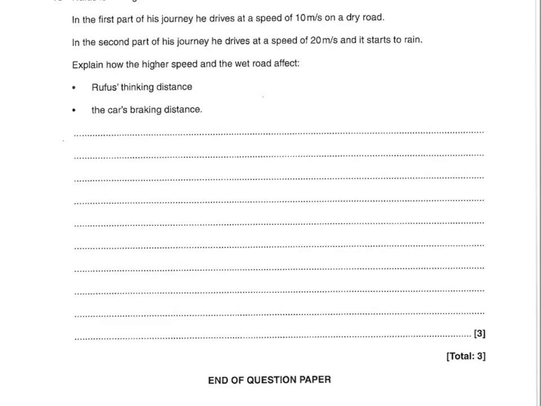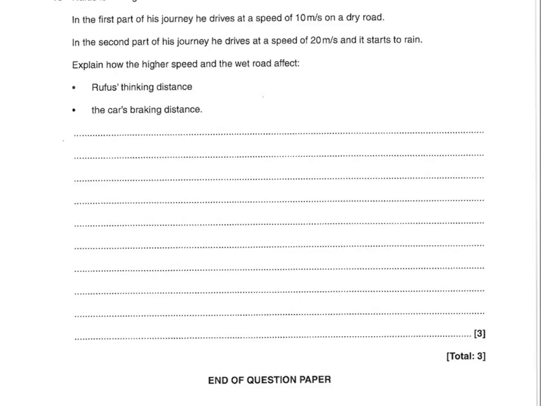So firstly, you can say that his thinking and braking distance increase with more speed. For a second mark, you could say that his thinking distance doubles as his speed doubles. For the third mark, you could say his braking distance quadruples as his speed doubles. And then another mark, you'd say the braking distance increases due to reduced friction or grip.